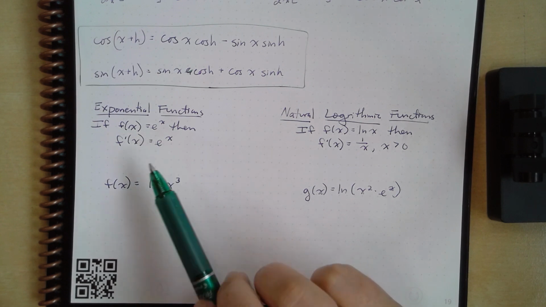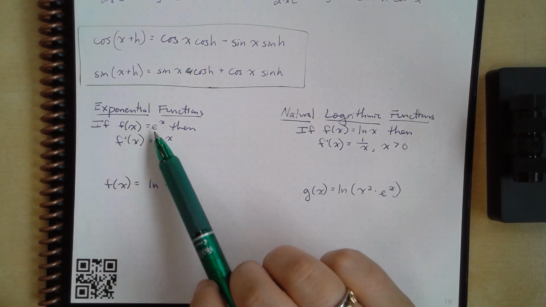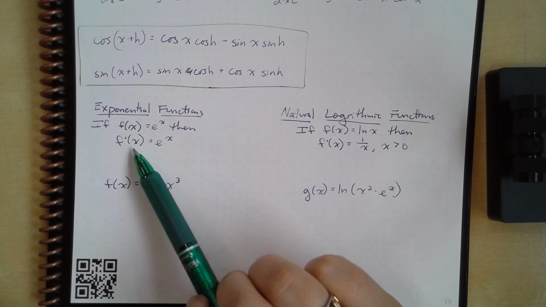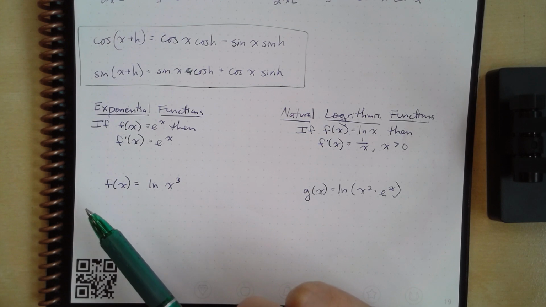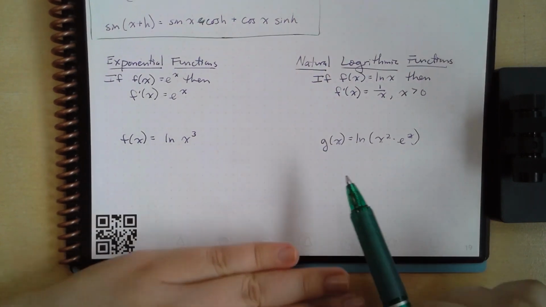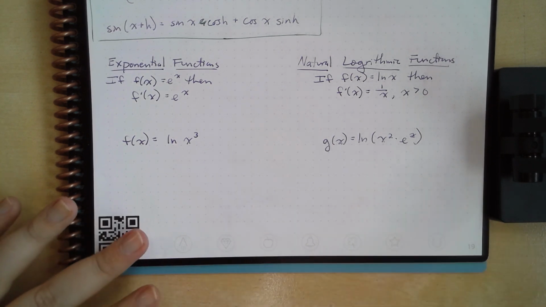The exponential function is the actual easiest derivative to do. If f of x is equal to e to the x, then f prime of x is e to the x. That's it. It's the exact same thing. So I've got two examples here. One is just natural log and the other incorporates both.